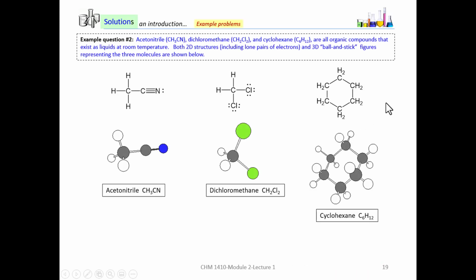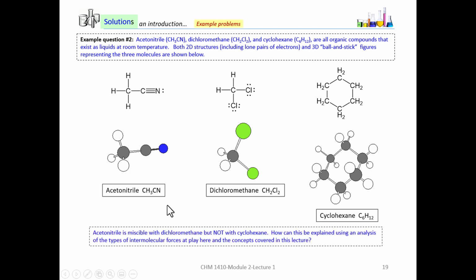Here's a second problem or question. Acetonitrile, CH3CN, dichloromethane, CH2Cl2, and cyclohexane, C6H12, are all organic compounds, meaning carbon-based compounds, that exist as liquids at room temperature. And below are both 2D Lewis structures, including this time lone pairs of electrons, and 3D ball and stick figures representing the 3 molecules, acetonitrile, dichloromethane, and cyclohexane.